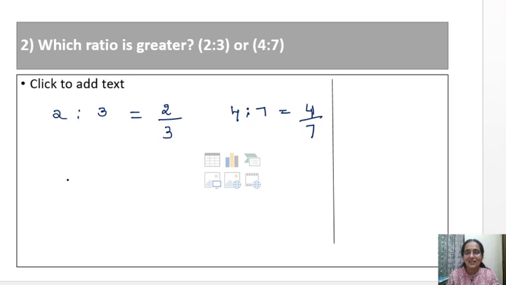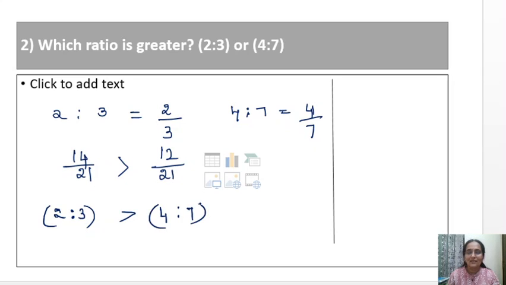You know to compare the fractions. Denominators are different. So you have to make the denominators the same. It is 21. Let me write directly. 14 by 21, and here 21. It is 12. Which is greater? 14 by 21 is greater. So you have to write the answer. 2 is to 3 is greater than 4 is to 7.